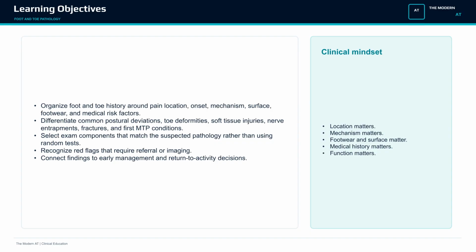First, history has to be specific. A patient saying, "My foot hurts," is only the starting point. We need exact location, onset, mechanism, footwear, surface, training load, and medical risk factors such as diabetes, neuropathy, vascular disease, gout, or inflammatory arthritis. Second, we need to differentiate conditions that can look similar. Plantar heel pain, first MTP pain, forefoot pain, and midfoot pain each have different differentials.